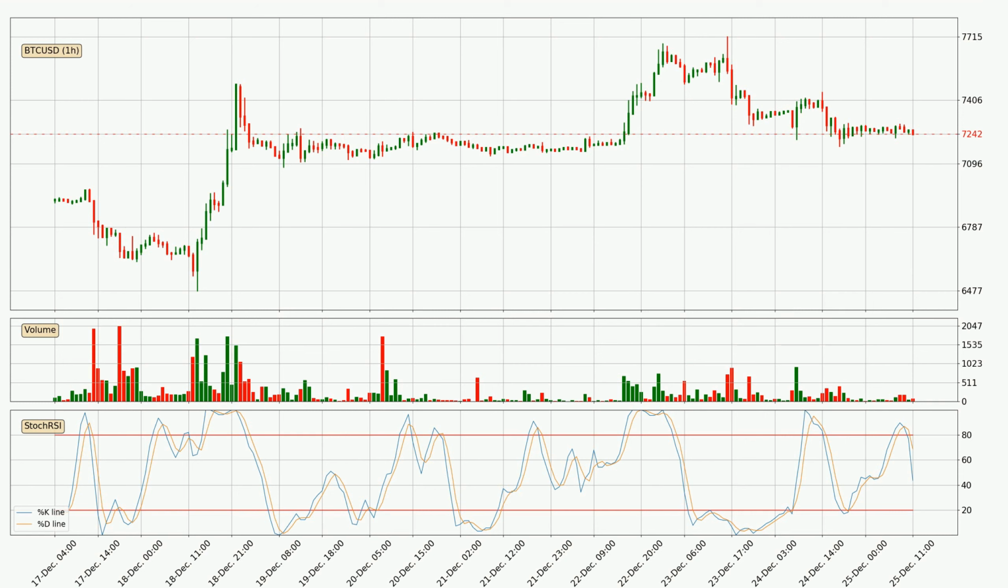Now looking at the current hourly stochastic RSI, it currently shows no overbought or oversold conditions, but the %K line is below the %D line, which means the current trend is on the downside.